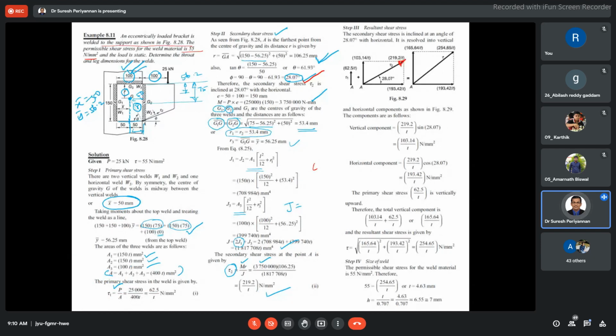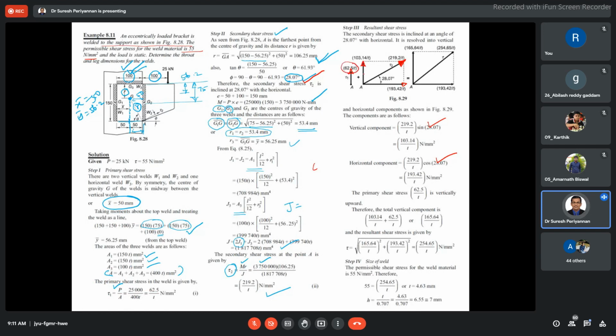Then tau 2 is resolved into two components. We are finding tau 2 directly like this. One is the horizontal component, another one is the vertical component. Then 219.2 into cos 28.7 is the horizontal component, 219.2 into sin 28.7 is the vertical component. The vertical component is directly due to direct shear.